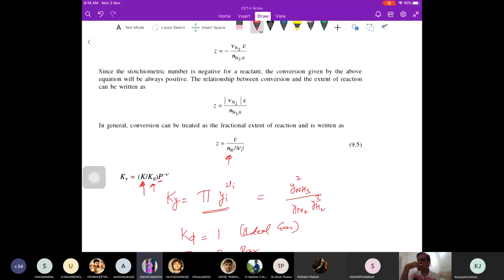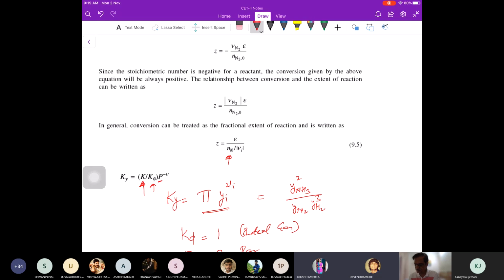What is the value of Ni0? Sir, 4. Why will it be 4? Sir, for ammonia it will be 0, right? Ni0, what is Ni0?